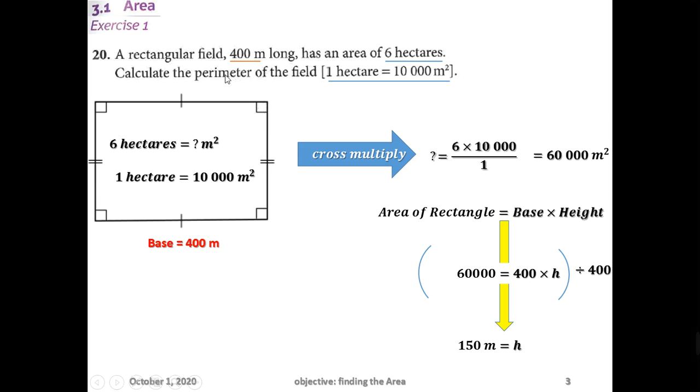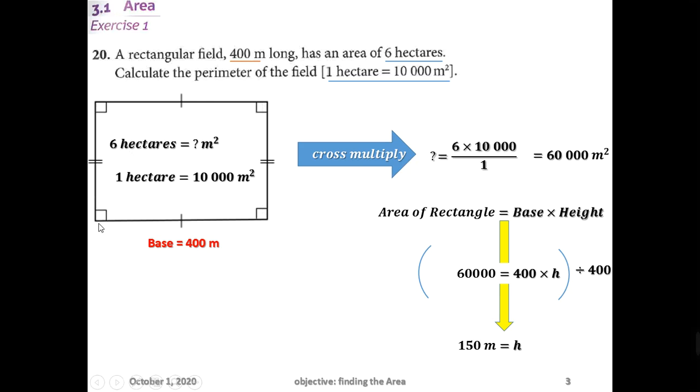Now, the concept of the perimeter is adding all sides. Every two opposite sides in a rectangle are equal. So if this is 400, then this is 400. If this is 150, then this is 150. And the concept of the perimeter is adding all sides to close the shape.